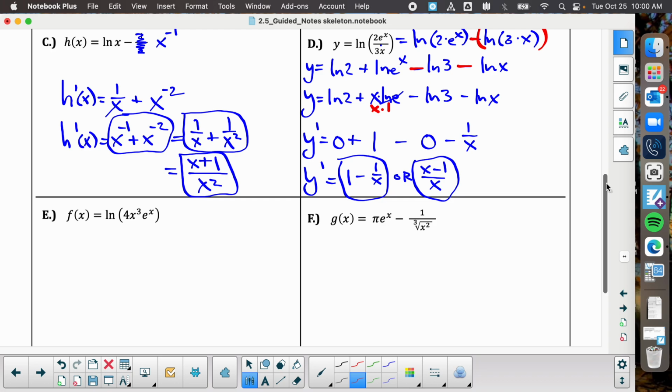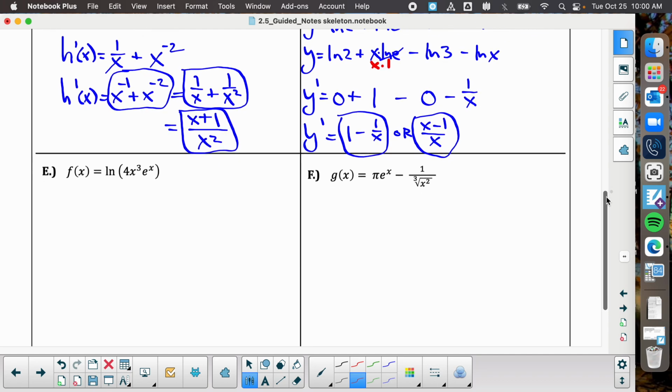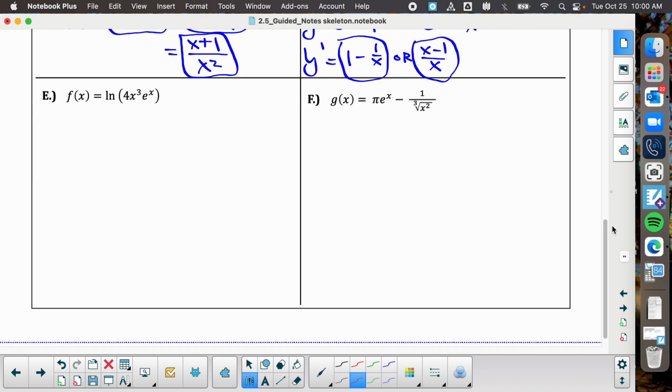Okay, I'm going to skip E because it's pretty much exactly like some of the other ones. Let's go to F, because that one looks terrible. It's just 3x. Does anybody want to take a stab at this one?